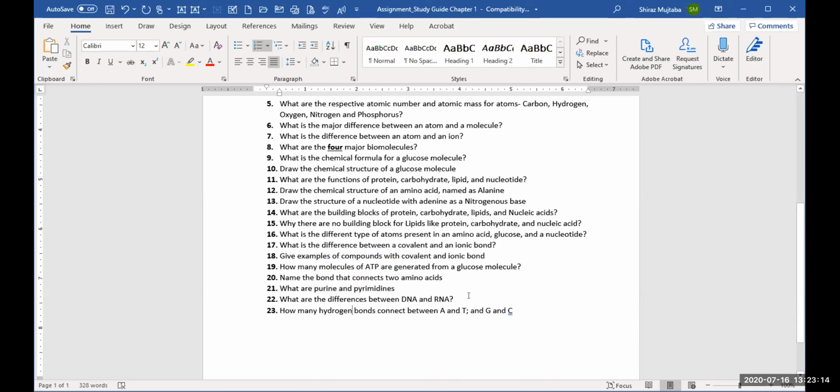Now question number 22. What are the differences between DNA and RNA? I will answer 22 and 23 together. How many hydrogen bonds are between A and T together? So let's go to the last 2 questions.